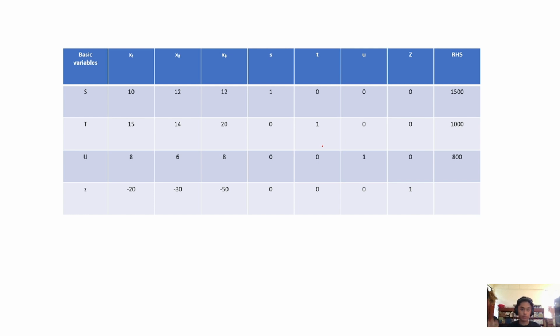So, basic variable, S, T, U. This is the slack variables and x1, x sub 1, x sub 2, x sub 3, S, T, U and RHS. RHS is right, so this stands for right hand side. So nag-substitute lang tayo dito ng mga variable, ma'am. S is 1. Then the rest is 0 na.